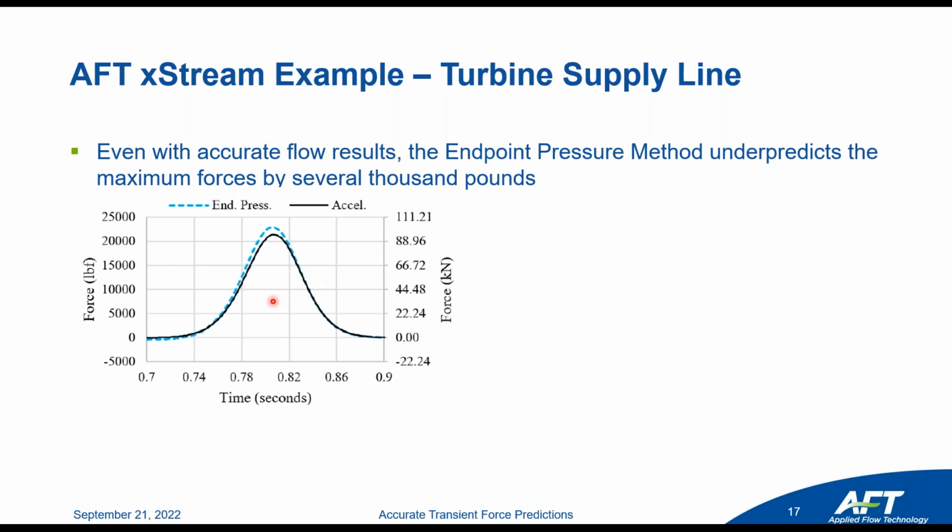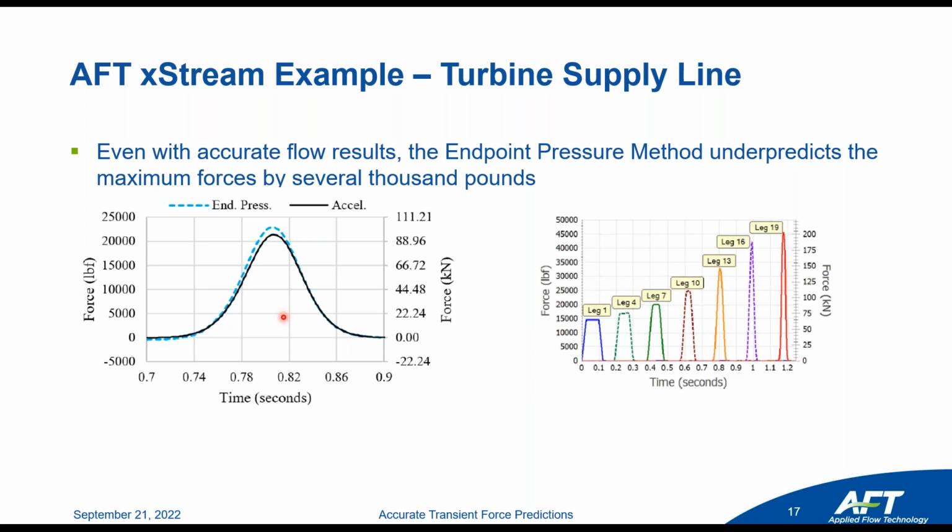And I'm not going to go into great detail about this, but that's not the whole story with compressible flow. With compressible flow, you can get effects like wave steepening. So these are all these different legs in the same system. From left to right, they're farther away from that turbine stop valve. And if you do the endpoint pressure method, especially without a transient analysis and some typical estimations that we've seen used in industry, you might come to the conclusion that the forces are around 15 to 20,000 pounds throughout the system.